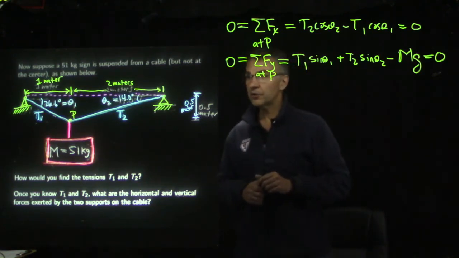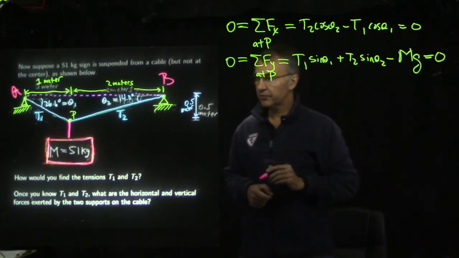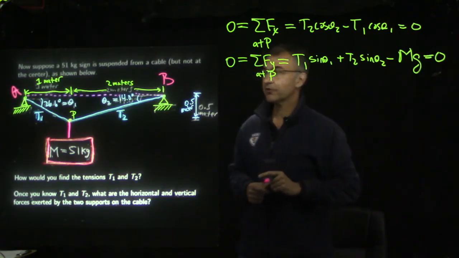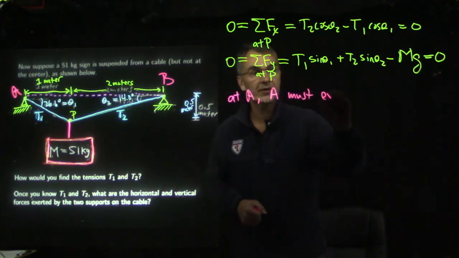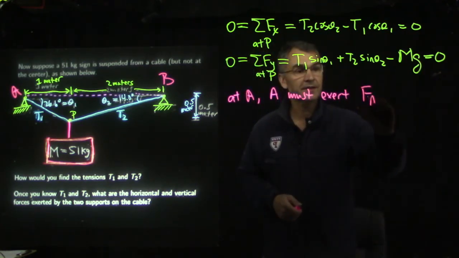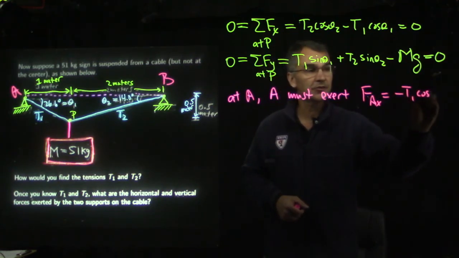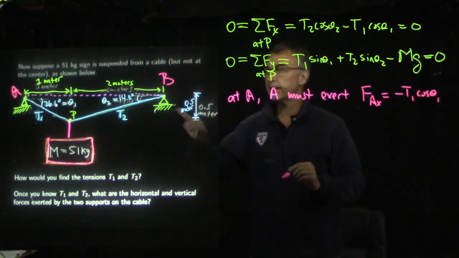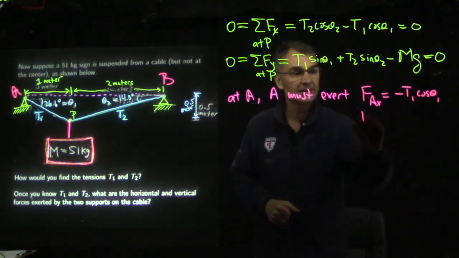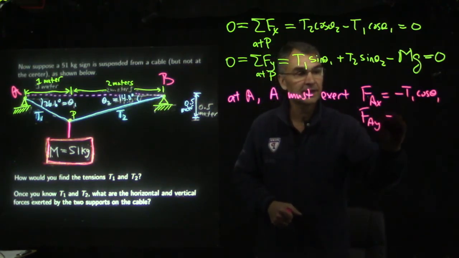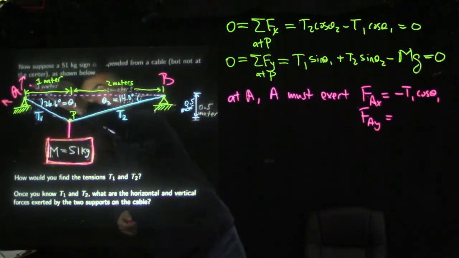Then, once you know T1 and T2, we can figure out the horizontal and vertical forces exerted by the two supports on the cable. So A must exert FAX equals minus T1 cosine theta 1. It must be pulling to the left since T1 is pulling to the right on A. And then there's FAY, see, so this is to the left, this is up.